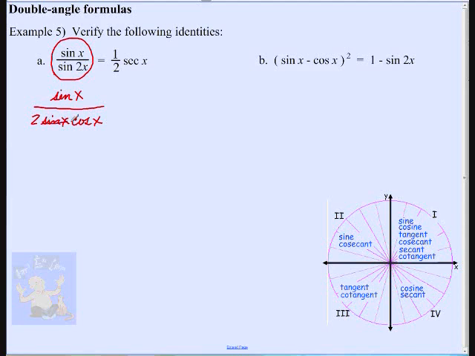And what happens here? I've got sine of x over sine of x, which is equal to 1. So I end up with 1 over 2 cosine of x, which could be written as 1/2 of 1 over the cosine of single angle x, which could be written as, yes. How about this one? Well, let's work with this side. We'll end up verifying to here.